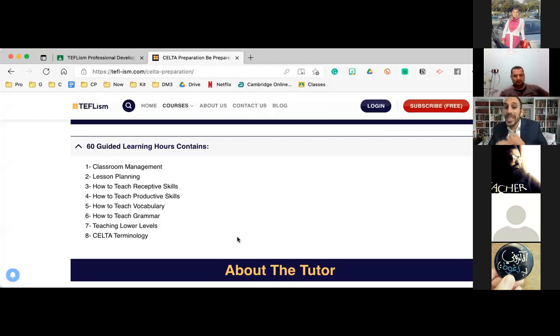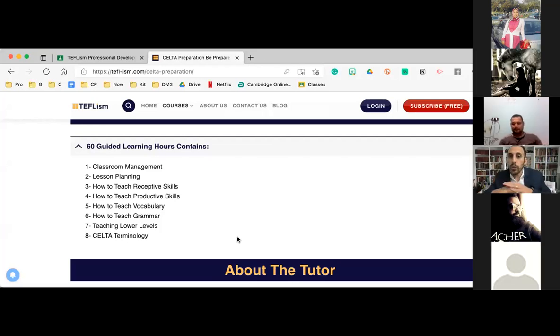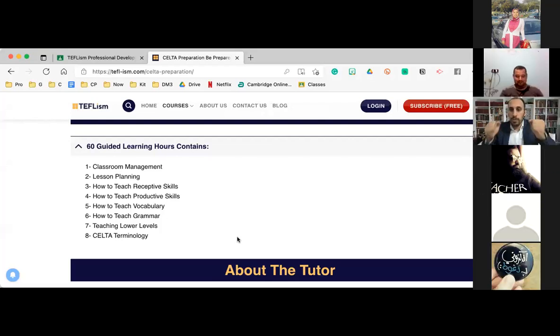How to teach receptive skills, reading and listening. How to teach productive skills, writing and speaking. How to teach vocabulary. Also the bee's knees, crème de la crème, what you need to stand in the classroom as a hero. How to teach grammar. Also the bee's knees, crème de la crème.